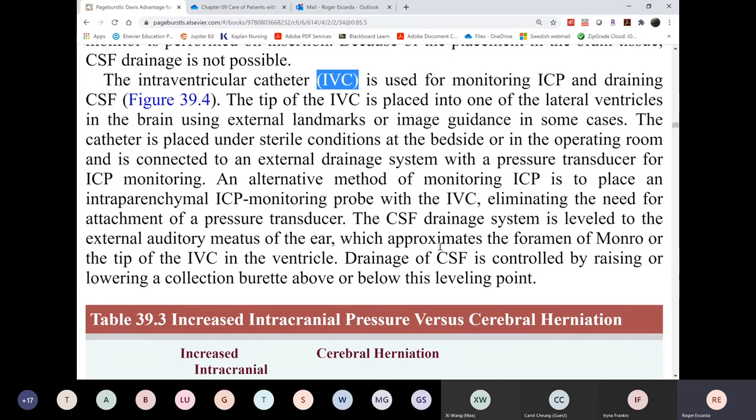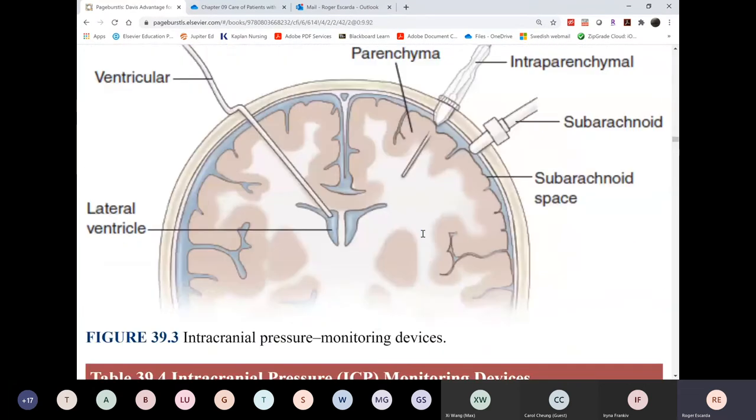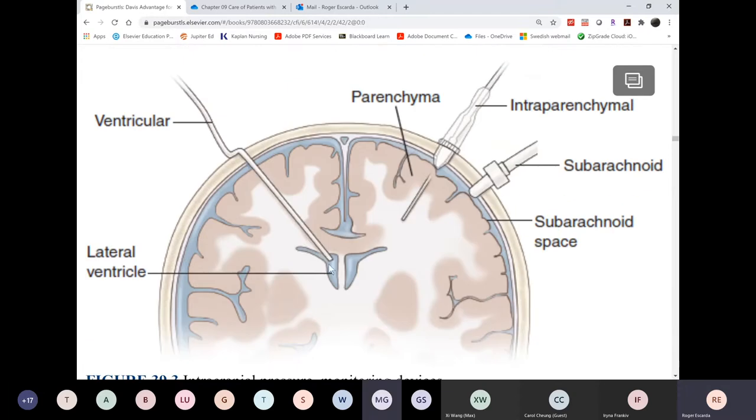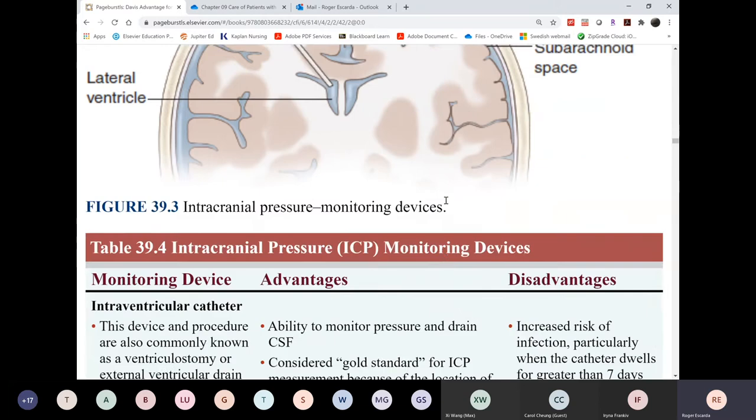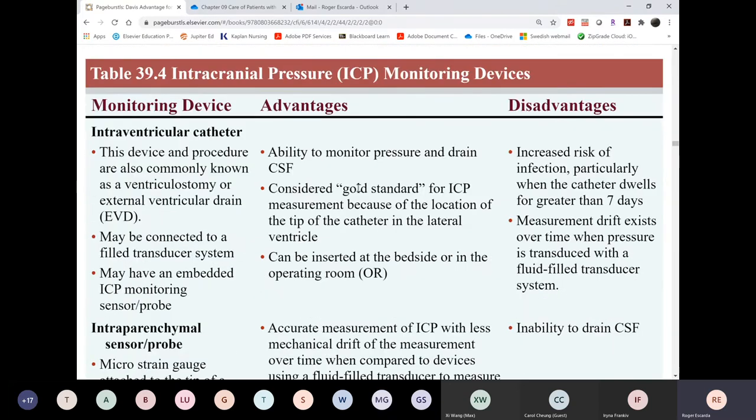It says here there's a figure. Where's that? Oh, right here. So here's the figure. So this is the IVC, and these are the other methods. You have the intraparenchymal screw or bolt. The others are incapable of draining CSF. So IVC is therefore preferred because you can put it into the ventricle. That's why it's called intraventricular catheter. The doctor inserts it right into the ventricle and he can drain CSF. So not only monitoring, oh, there is a table.